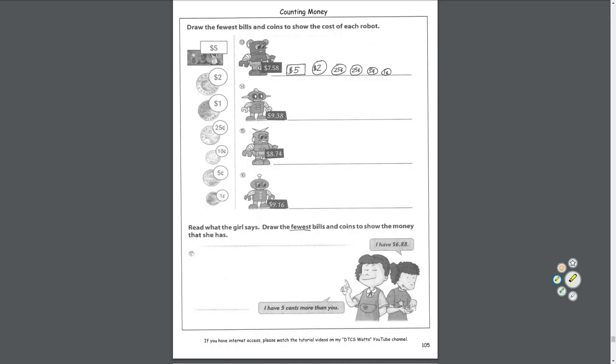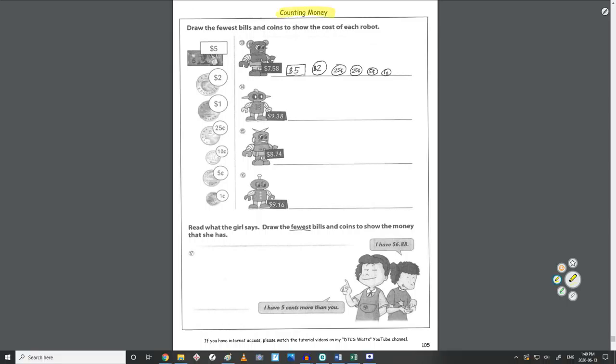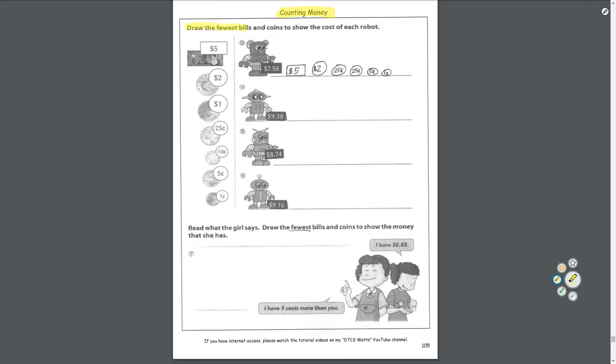Okay, math time. Let's practice counting money again. We're getting good at this. Draw the fewest bills and coins to show the cost of each robot. So for 13, this robot costs $7.58. And the fewest bills, so the smallest amount. And here's all the bills you could use. Here's a $5 bill, a toonie, $2, a loonie, $1, quarter, 25 cents, dime, 10 cents, nickel, 5 cents, penny, 1 cent. So to equal $7.58, I'll give a $5 bill, a toonie, 2 quarters, a nickel, and a penny. That's the quickest way to do it.